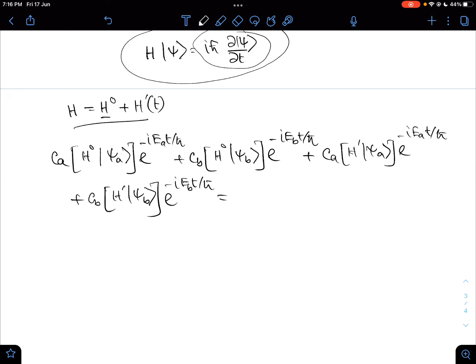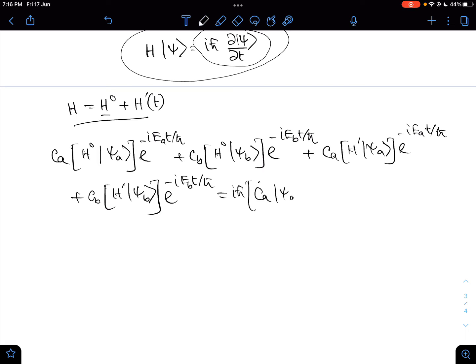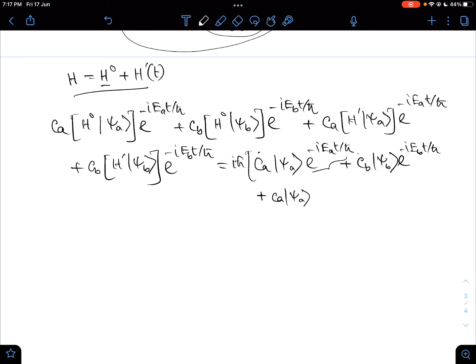So we will get in the right hand side i h cut, we can take this common, and we have CA dot psi A e to the power minus i EA t by h cut plus CB dot psi B e to the power minus i EB t by h cut, plus we have the derivative of these terms. So we will get CA psi A, the derivative of this will give minus i EA by h cut, and we have our e to the power minus i EA t by h cut, and the last term will be CB psi B minus i EB by h cut, and we have here e to the power minus i EB t by h cut. So this is what we are getting from our Schrodinger equation.